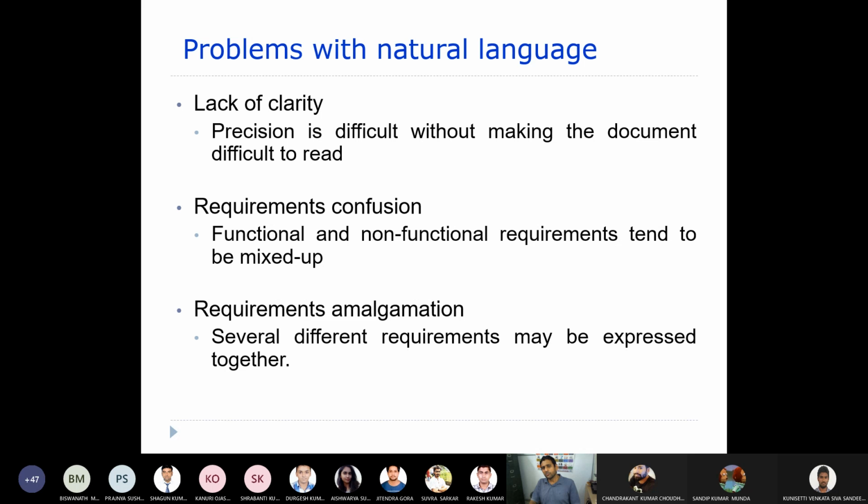Now, requirements confusion. Sometimes we mix up functional and non-functional requirements together. You mix both the requirements sometimes, unknowingly, and this will also create confusion. Then requirements amalgamation: several different requirements may be expressed together. That is what we try to do, and sometimes we add many requirements together. We'll see an example by which you can understand very well what these problems are.